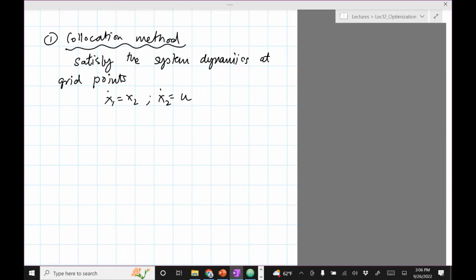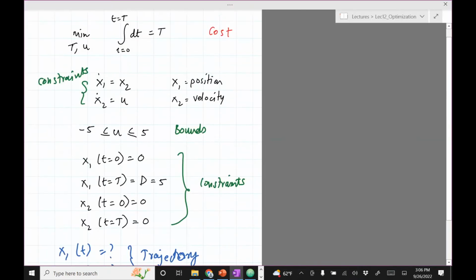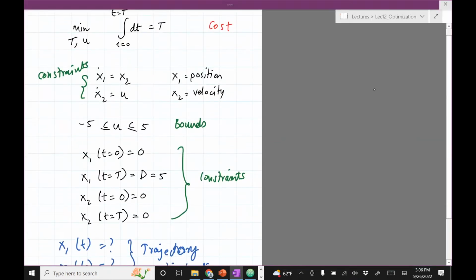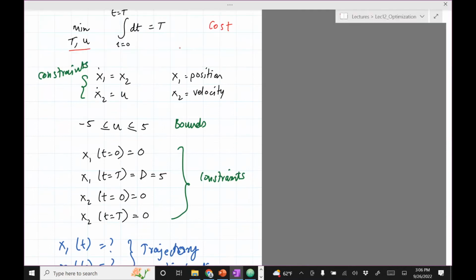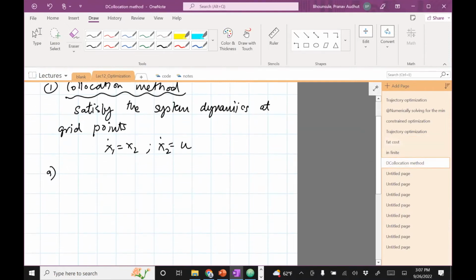Okay, so I said the key ingredients to solving any optimization problem are the cost, the optimization variables, and the constraints and bounds. So we need to specify these things. If you have these four things, we can then put it in that software, SciPy optimize, and solve it. So let's define them one by one.